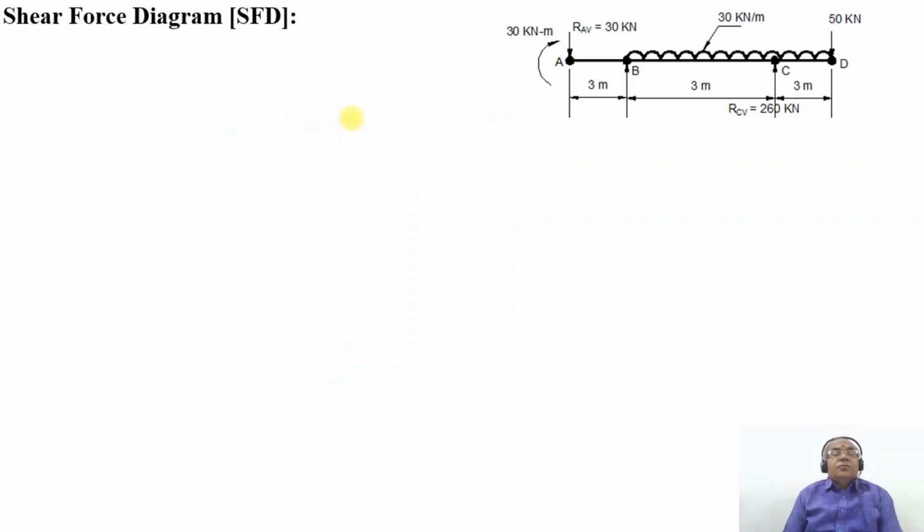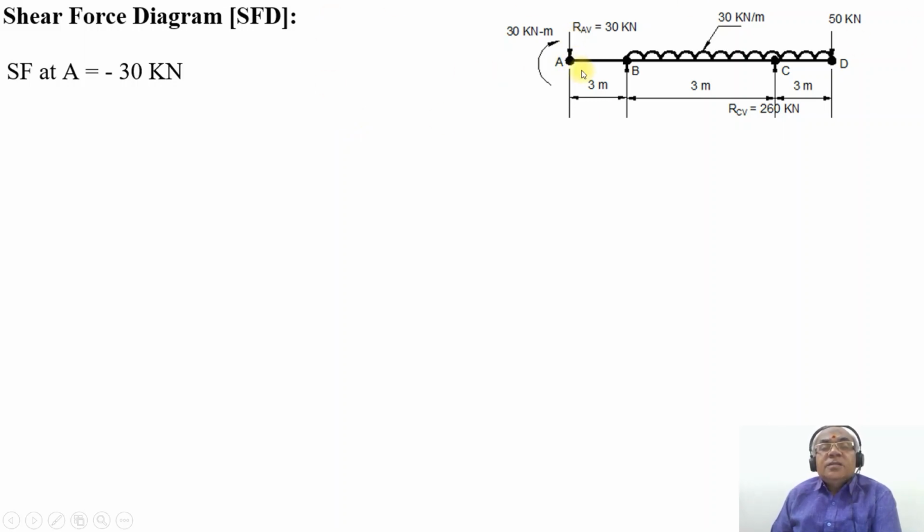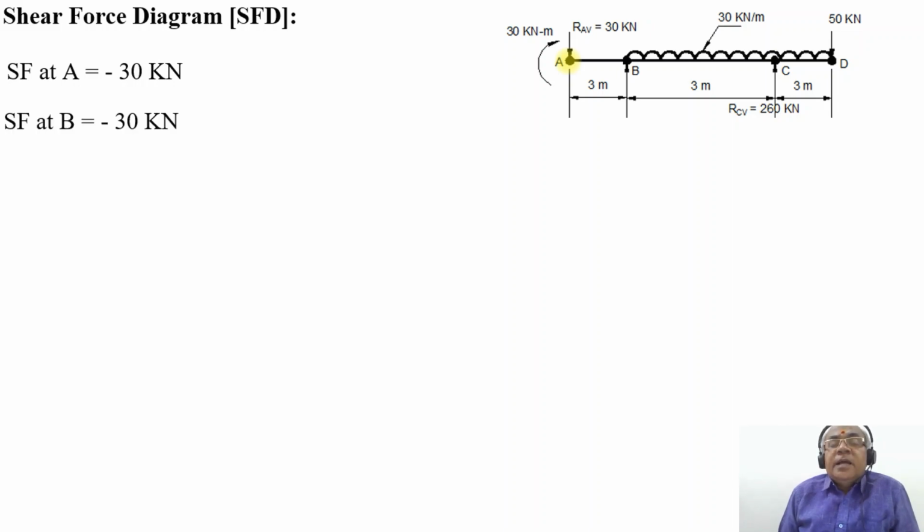Now we are going to get the shear force diagram. What is the SF at the point A? As the load is acting downwards, it is negative; if the load is acting upward, then it becomes positive. So SF at A will be equal to minus 30 kilonewton. Between A and B, as there is no other vertical load acting, SF at B will be equal to minus 30 kilonewton.